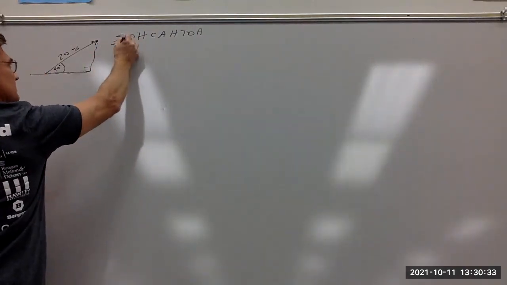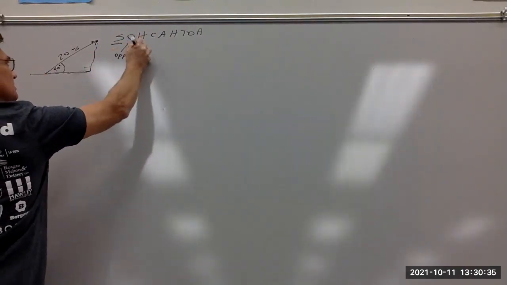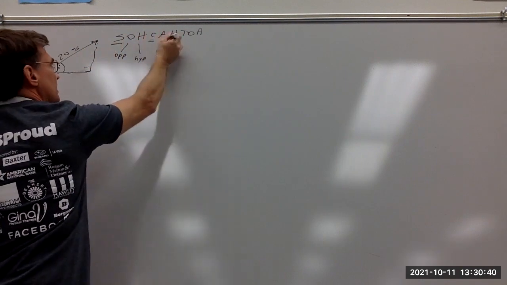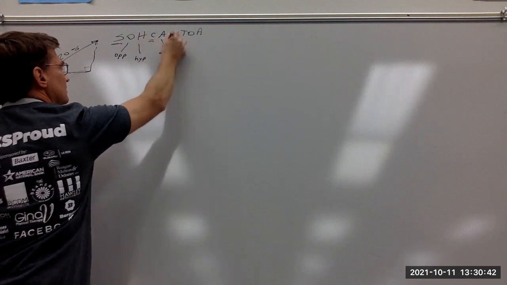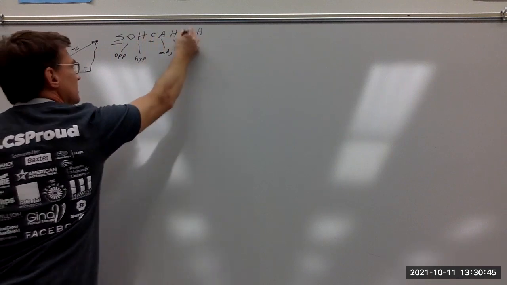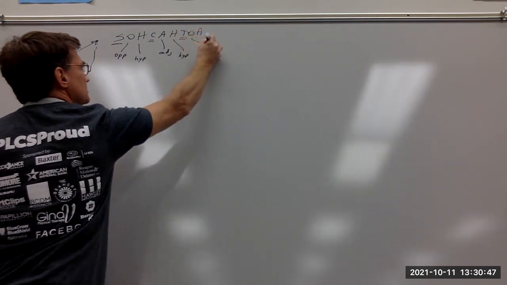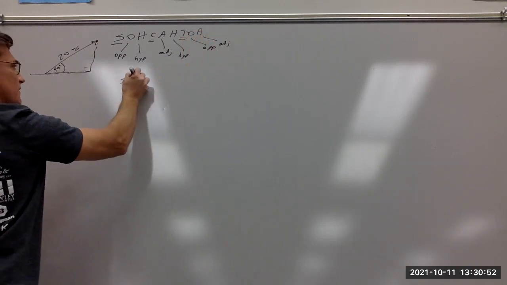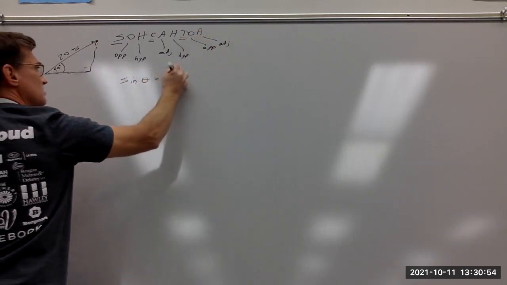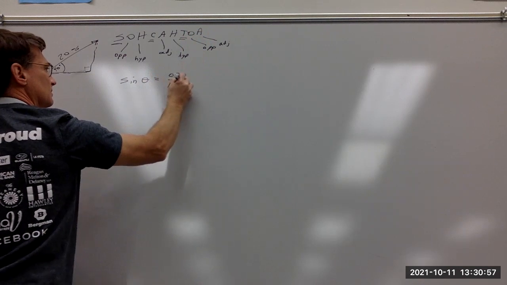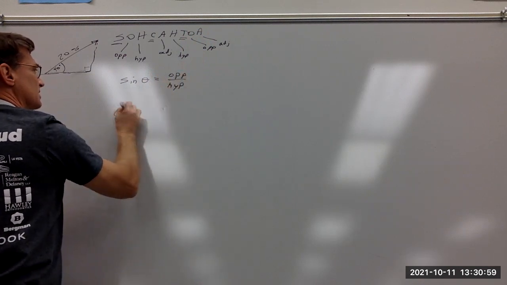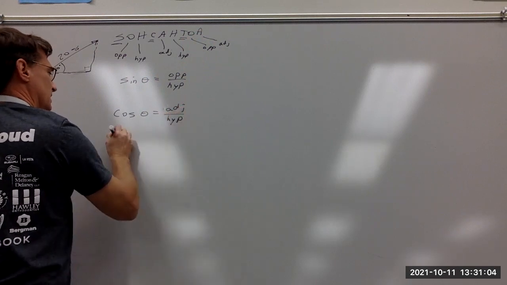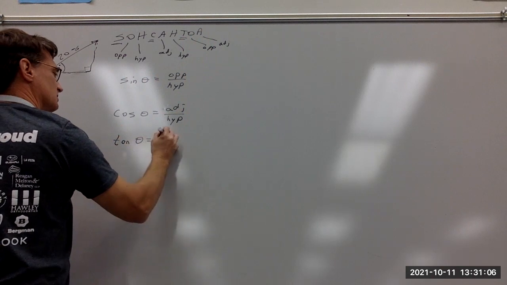Of course, S means opposite over hypotenuse, and S, of course, means sine. C for cosine means adjacent over hypotenuse, and T for tangent means opposite over adjacent. So I'm going to jot down those three equations. Sine of theta equals opposite over hypotenuse. Cosine of theta equals adjacent over hypotenuse. Tangent of theta equals opposite over adjacent.